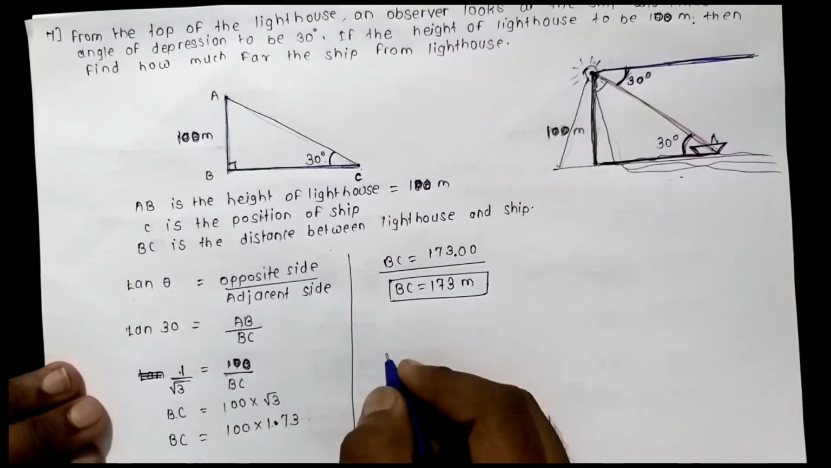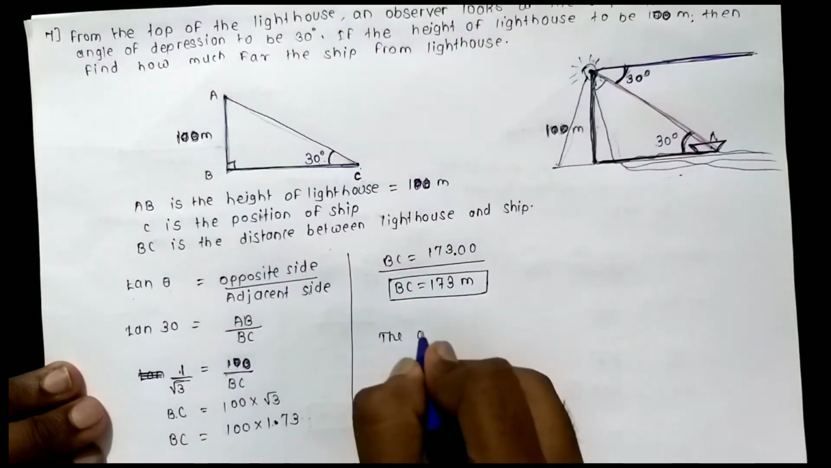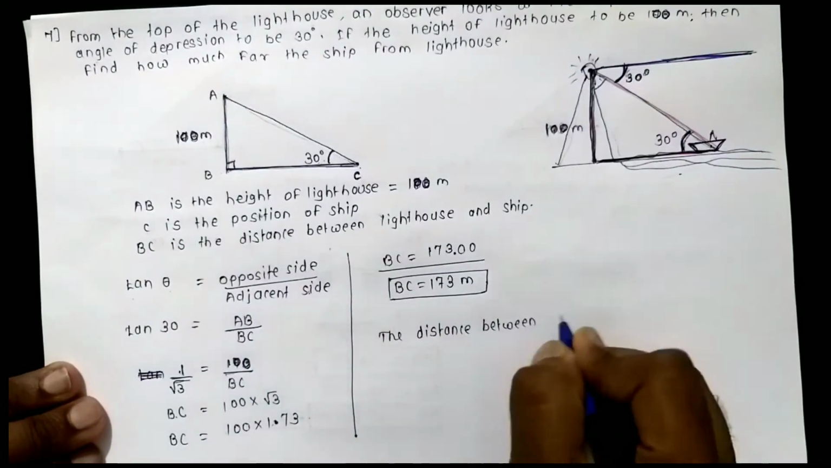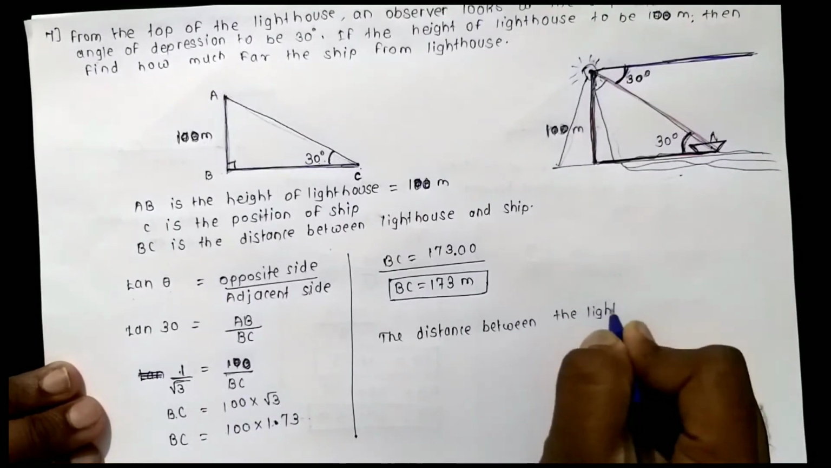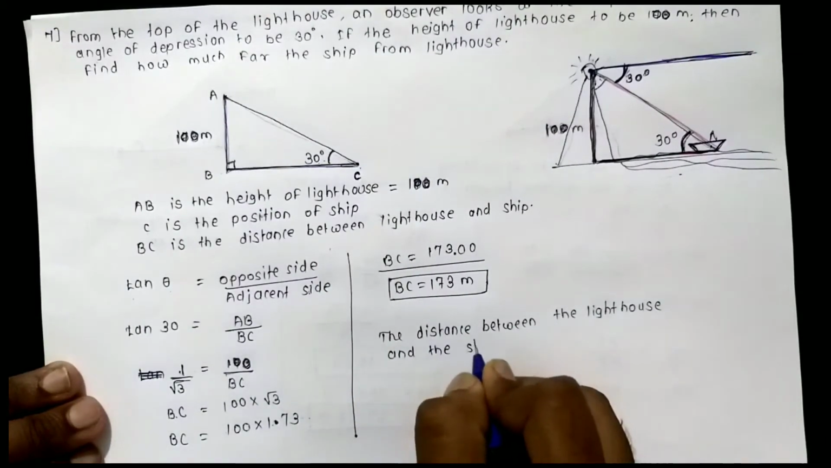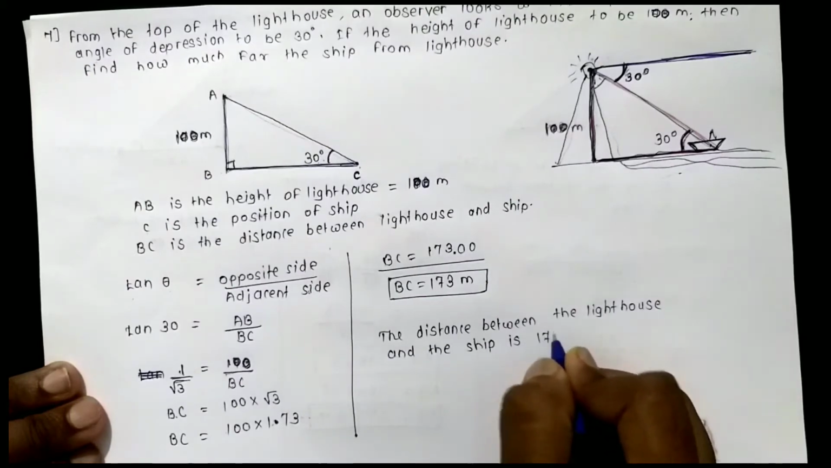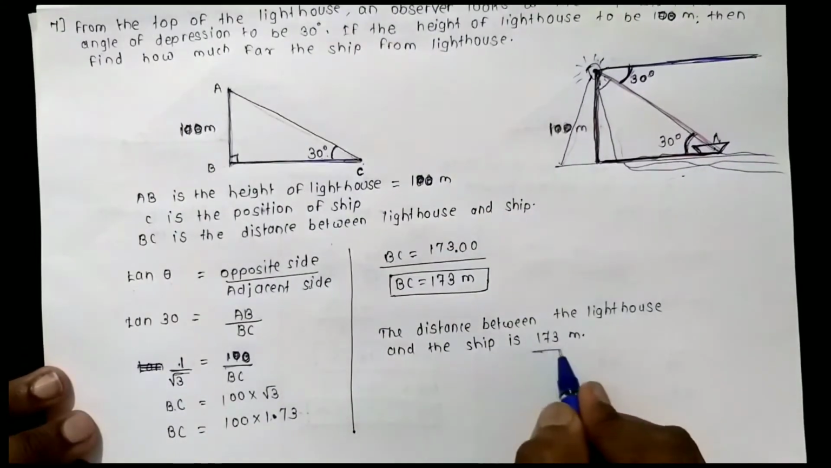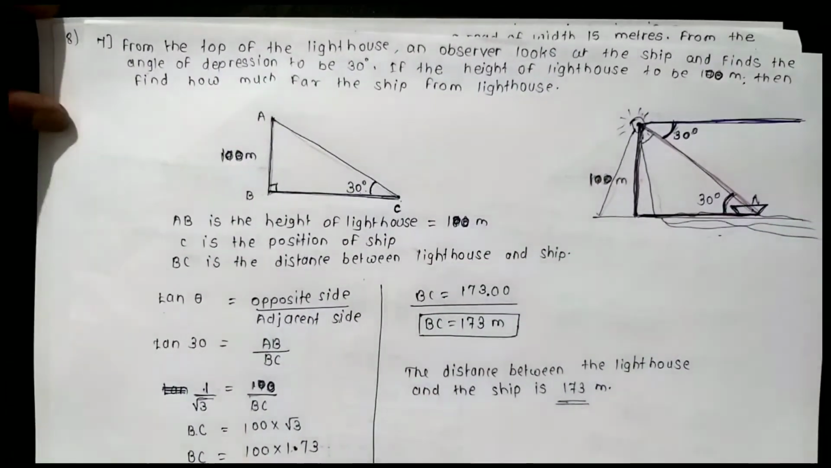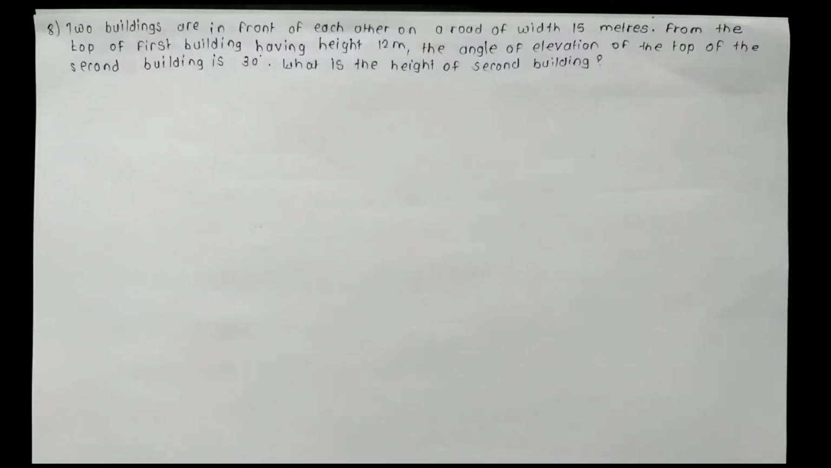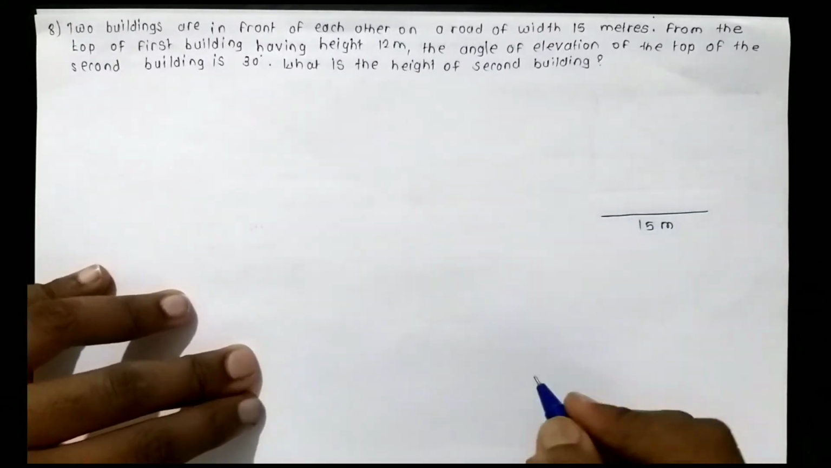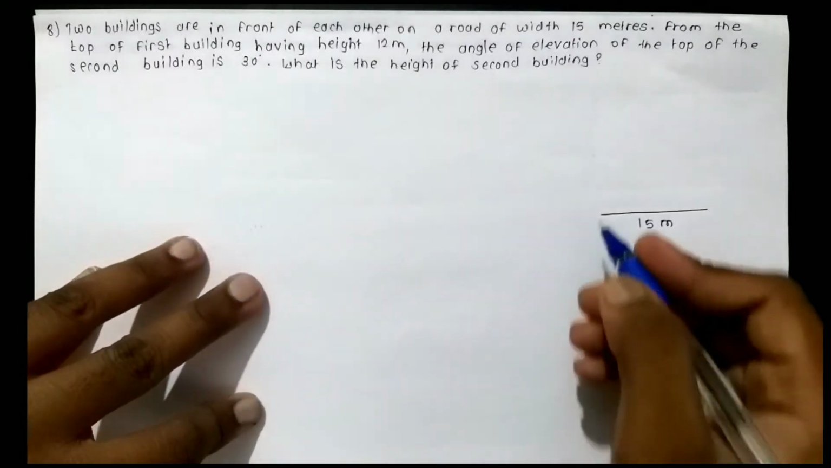Then write the sentence: the distance between the lighthouse and the ship is 173 meter. Have you got this? Then we turn towards the 8th example. Width 15 meter. Okay, this is the road of 15 meter and these are the two buildings.